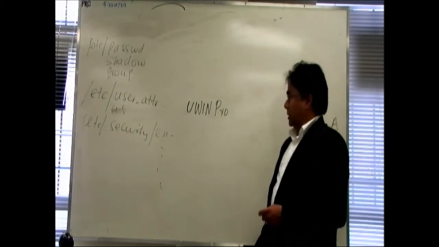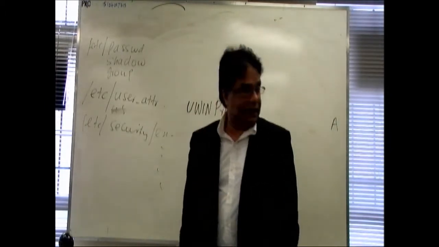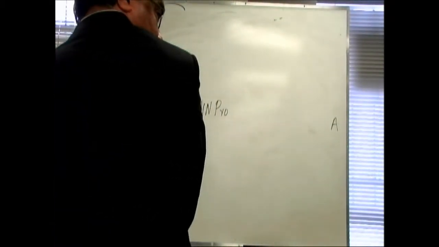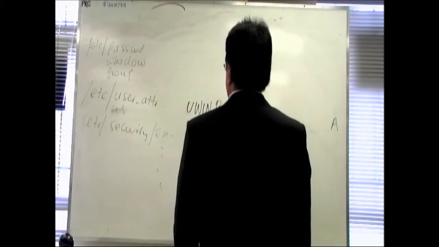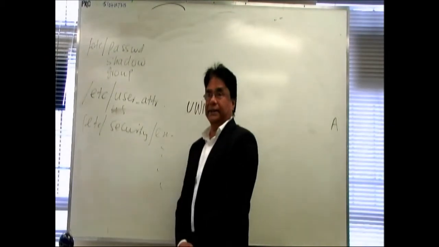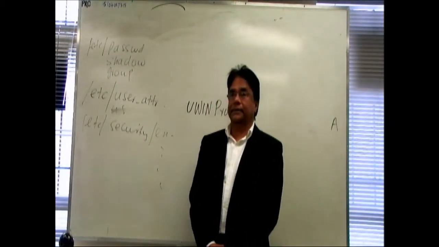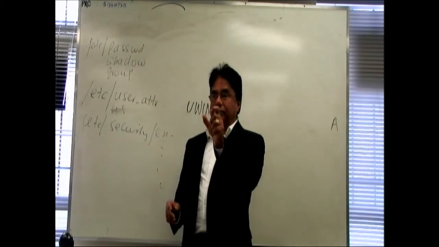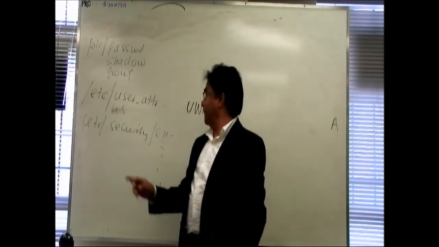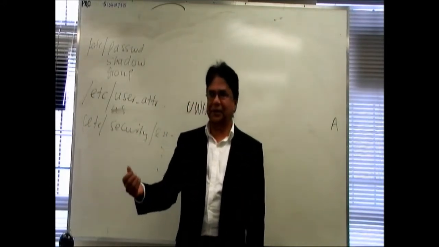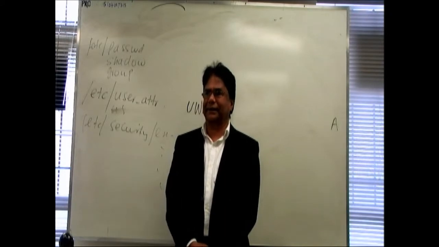So whenever I create a user, what are the files affected? passwd, shadow, and group, if you are creating a secondary group also. If you put that user in a secondary group, your group file also will be affected, right? But if I create a user and assign him to a role, then what is the other file which will be affected? User_attr. So everything is at your fingertips. I should have made the exam a little tougher, I think.